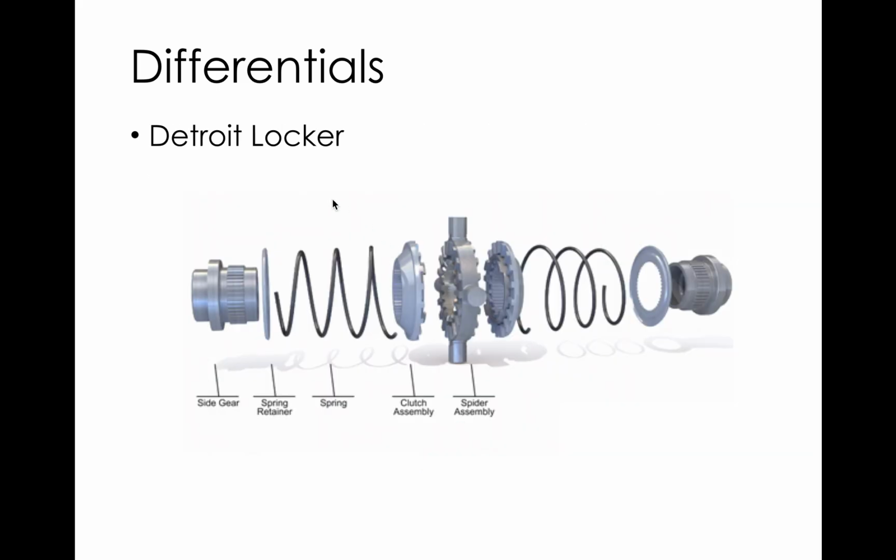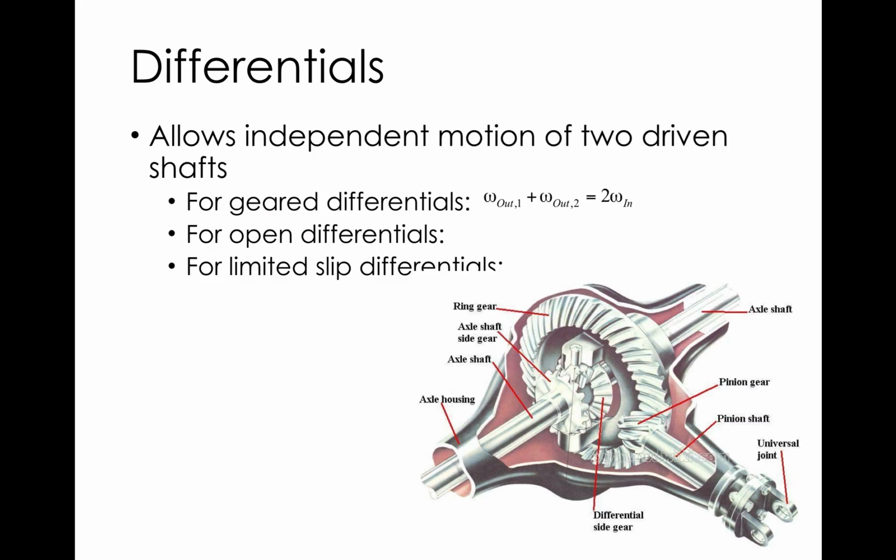A lot of different ways to do that. The Detroit locker is one such method. Now this is not a geared differential, so a Detroit locker is more of a cam system or a clutch, where you have the spider assemblies rotated by the ring gear, and then you've got these little clutches that send torque to the tires on either side. So it's not geared. So if this is slipping on this, then this velocity ratio here is not maintained.